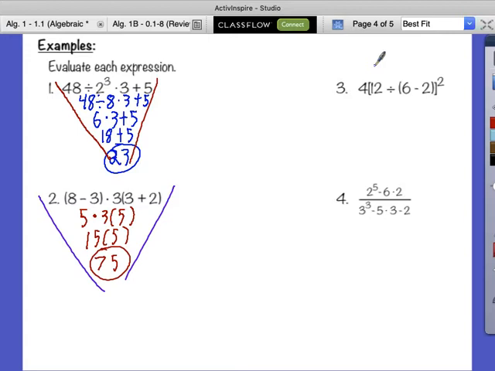So let's write out each step, and that might help you catch those little mistakes.